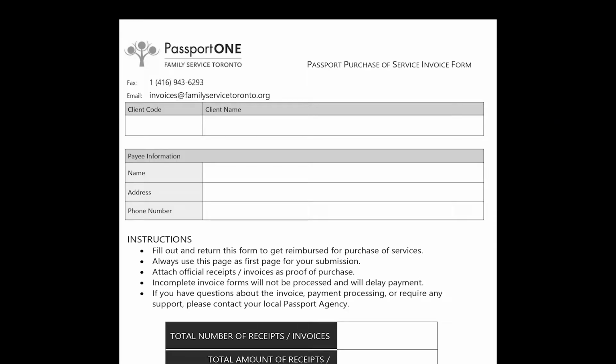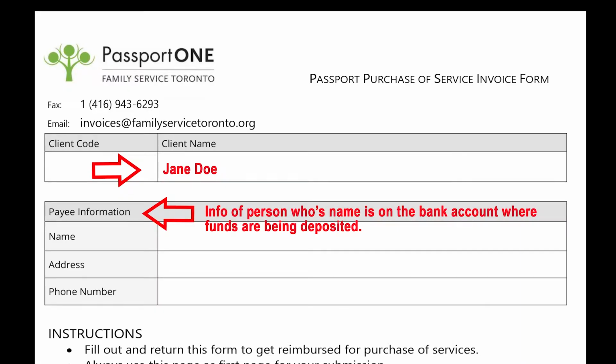We're now going to take a look at the Passport 1 Purchase of Service Invoice forms and how to complete them. So I'm going to ask that you look at page number 1. Please think of number 1 as your cover page because this is the one where the person managing funds is always signing. So if you take a look at page number 1, it first asks for client code.